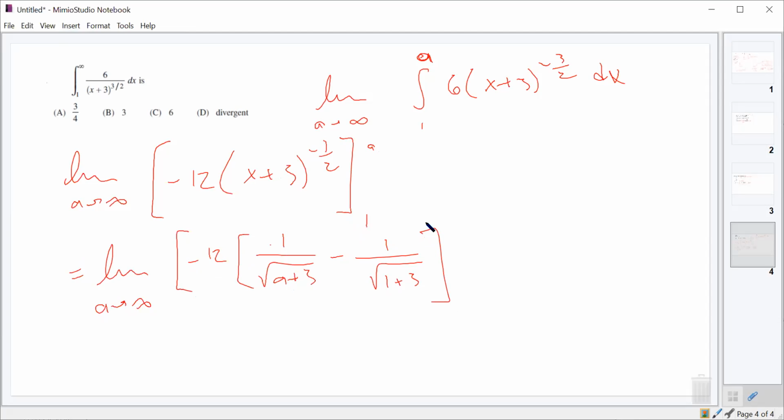And that's going to give us, as a goes towards infinity, that first piece is going to become 0. So we're going to have -12 times -1 over the square root of 4, which looks like that is 6.